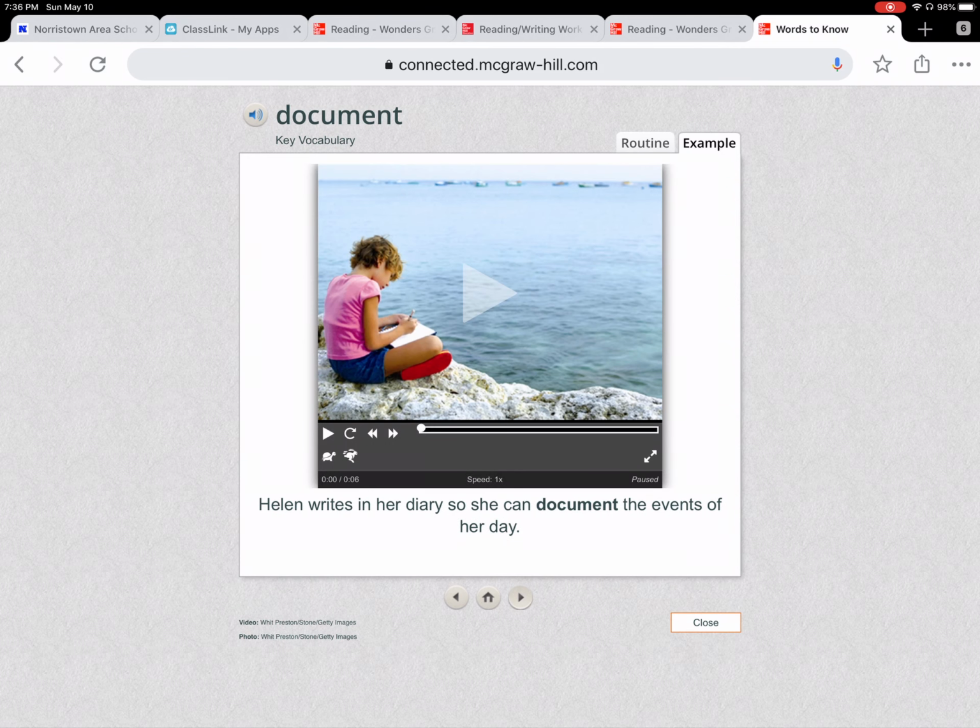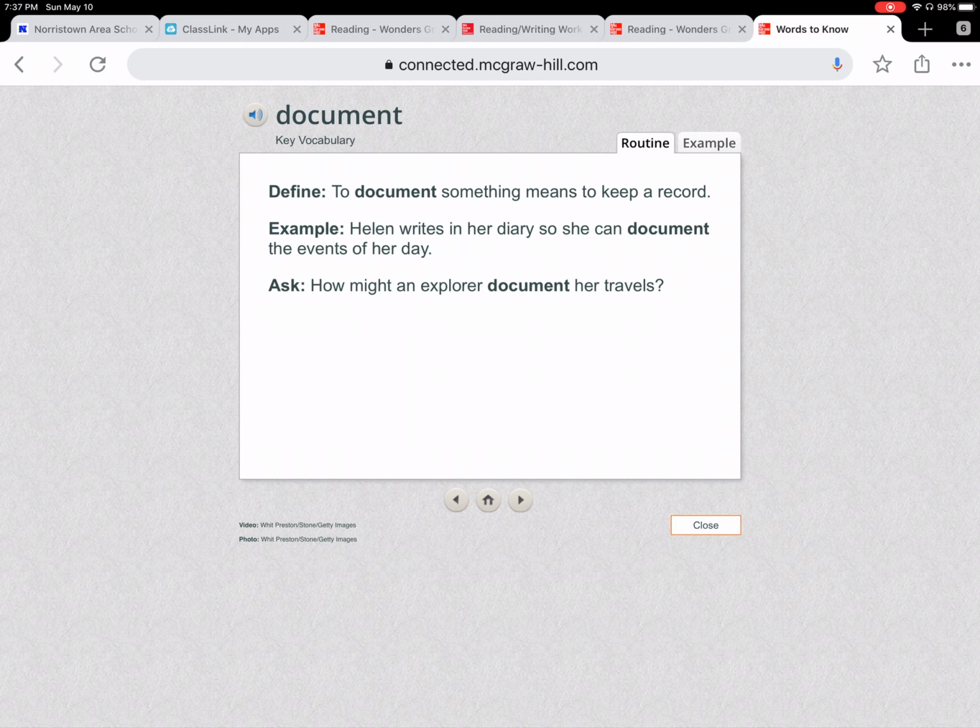Word number 2, document. Helen writes in her diary so she can document the events of her day. Do you see any context clues there? What do you think document means? To document something means to keep a record. Helen writes in her diary so she can document the events of her day. So she's keeping a record or keeping track of things that she had done in that day.